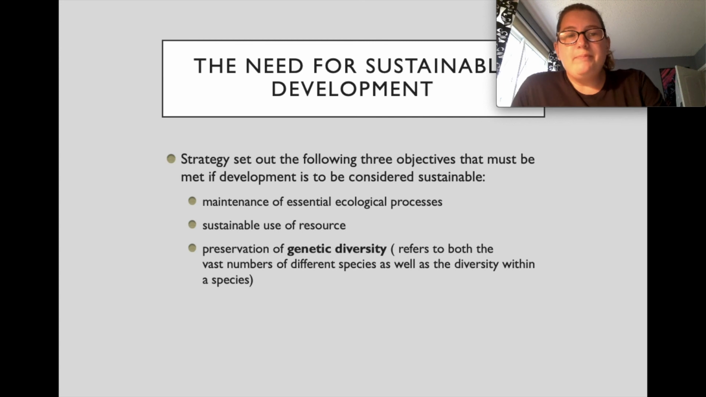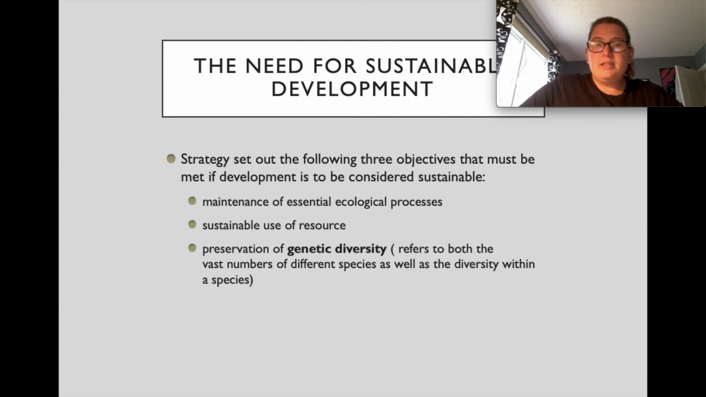So, the need for sustainable development. The strategy set out to follow three objectives: the maintenance of essential ecological processes, the sustainable use of resources, and the preservation of genetic diversity. These are the three major ideas in order to be considered sustainable use.